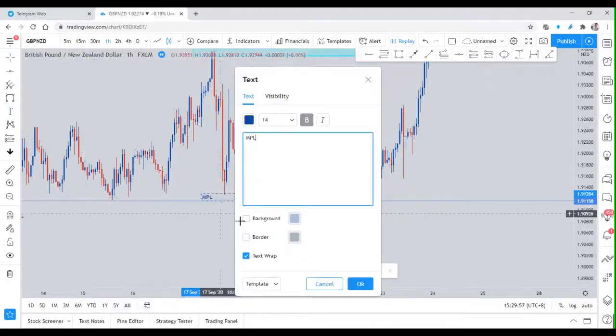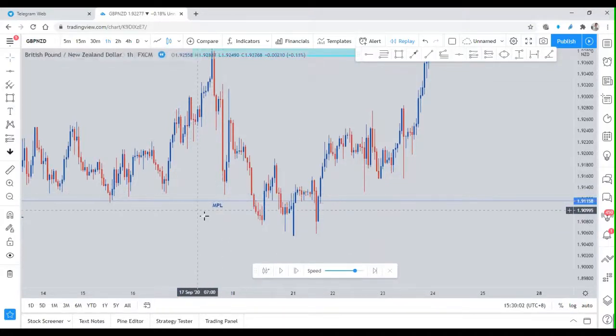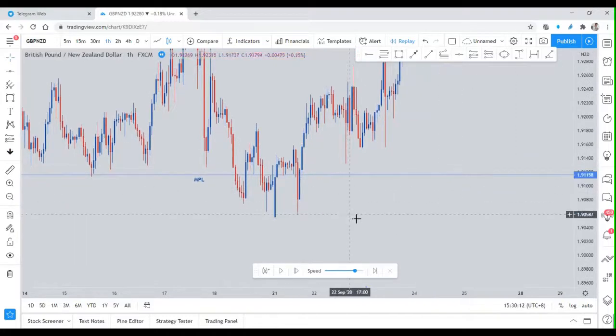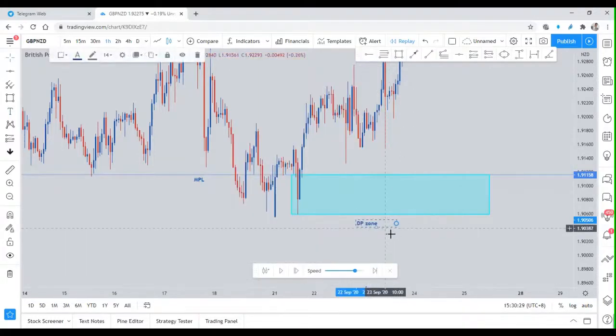We must do our labeling correctly and clean, because if you don't do it correctly, your chart will be very messy, and then you do not know where you are. All right, so first of all, we have our MPL. Next, we can identify what we call a decision point zone. This is my decision point zone, DP zone, because this area is still very big, and there is no particular area for me to enter.